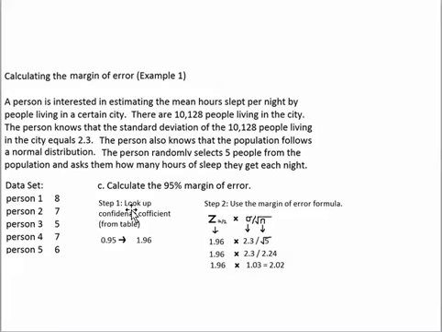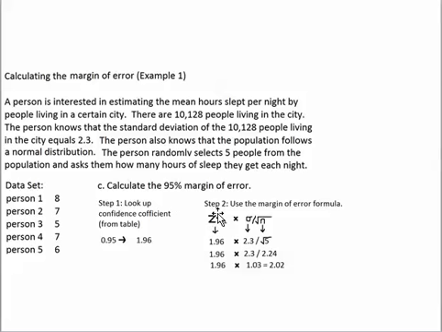We have to use these steps. First, we go to a table to look up that confidence coefficient Z. We want to calculate the 95% margin of error, which means to go to 0.95 and get the coefficient of 1.96 from the table. The table says it's 1.96.